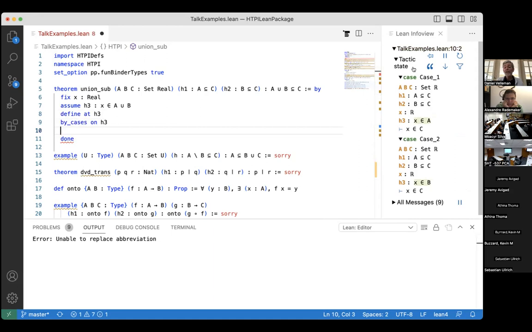And you notice the tactic state has changed quite a bit now. I now have two goals. I have case one and case two. In case one, H3 is X is in A, and I have to prove X is in C. And in case two, X is in B, and I have to prove X is in C.